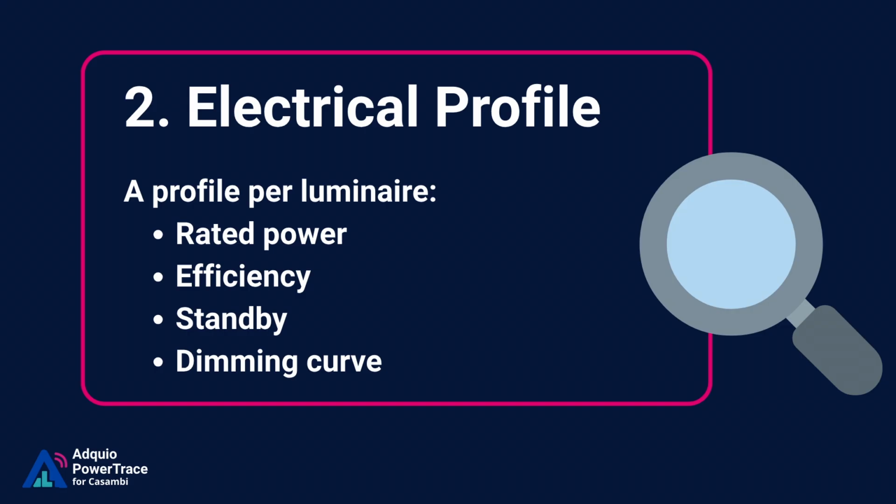Because to make any sense of those actions, the system needs to know what it's controlling. And that's the second piece of the puzzle. Every light fixture gets its own unique digital fingerprint. This profile knows everything about that light: its power rating, its efficiency, and, this is super important, its specific dimming curve. It knows exactly how much energy it uses at 73% versus, say, 45%.